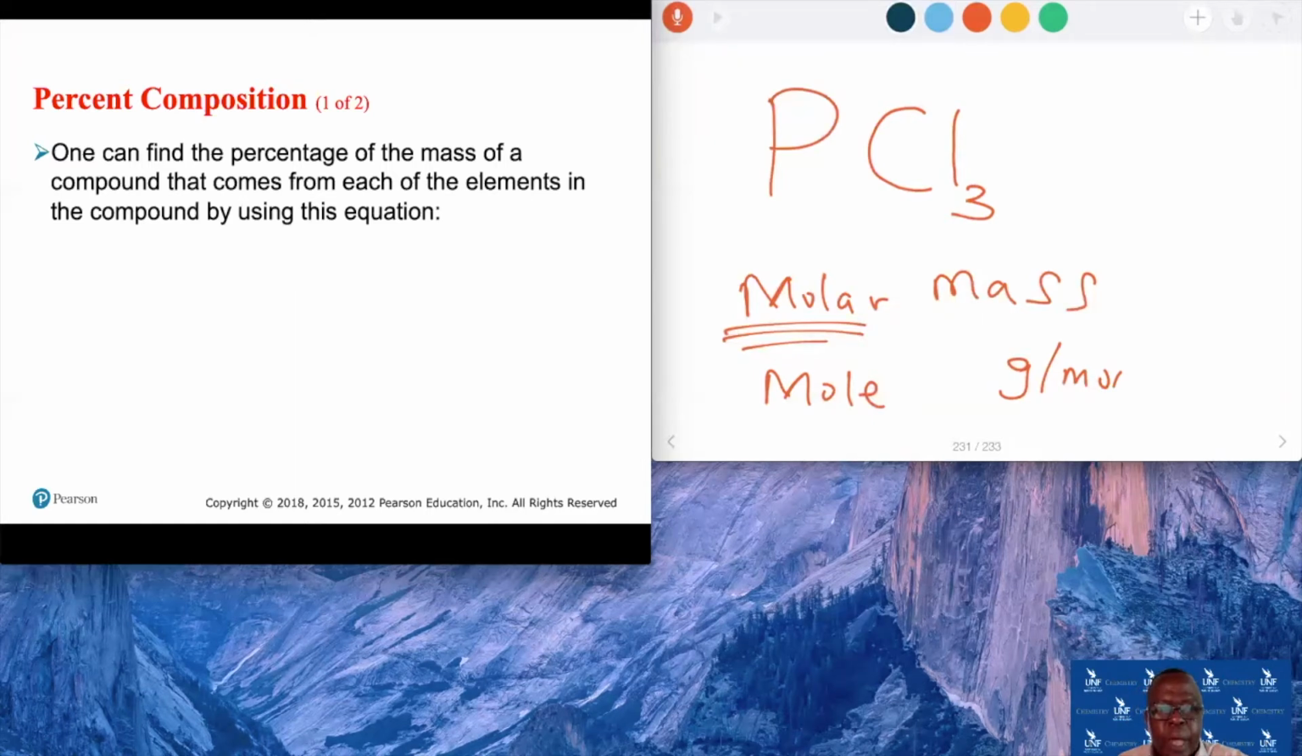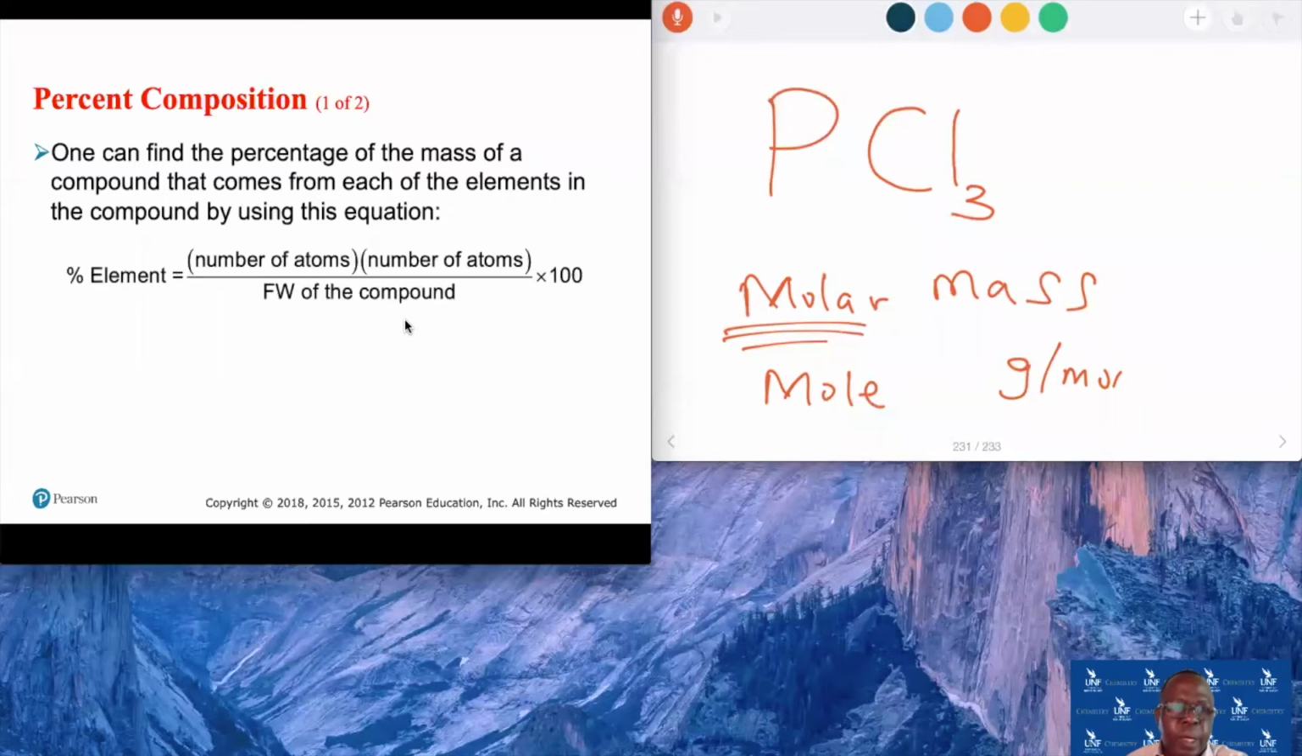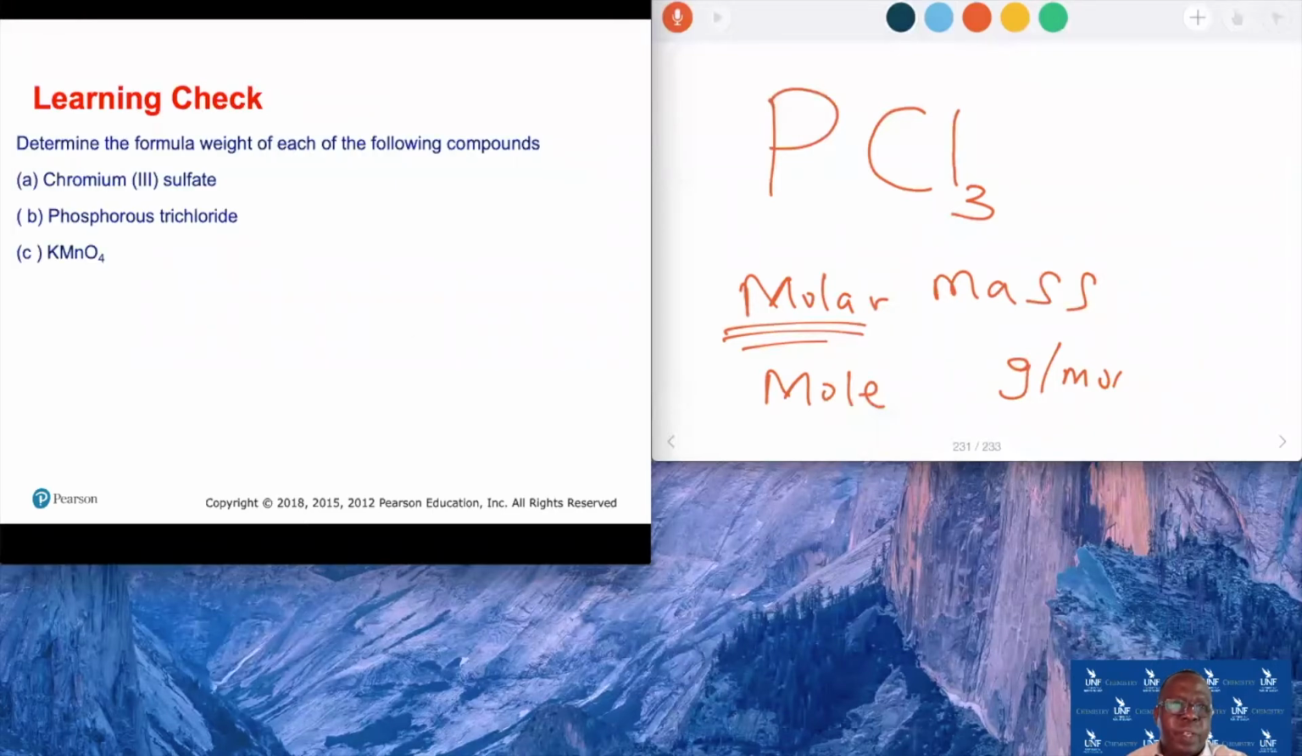Last week, last Tuesday, this past Tuesday, we went as far as section 3.4, and we looked at the concept of determination of molar or formula weight of compounds. All right, I brought to your attention the difference between molar mass and formula weight.